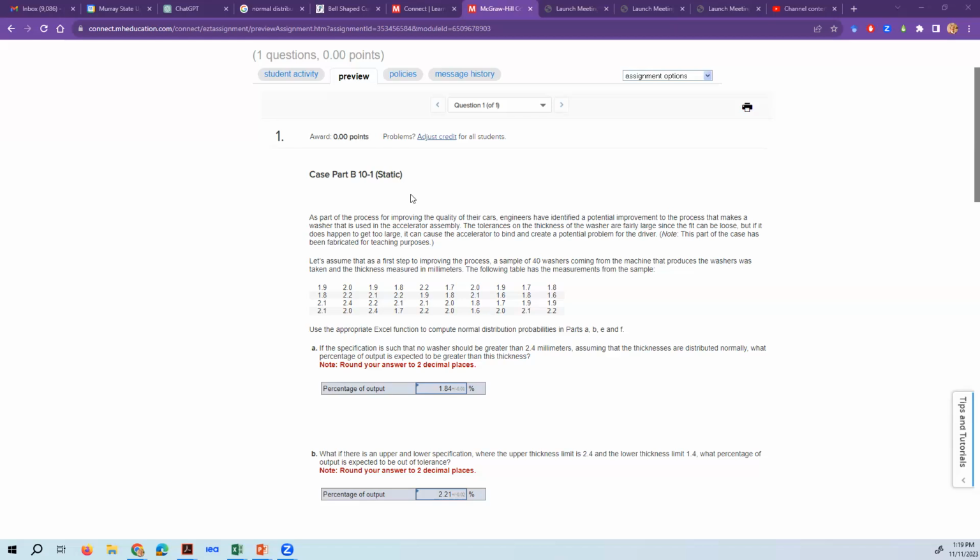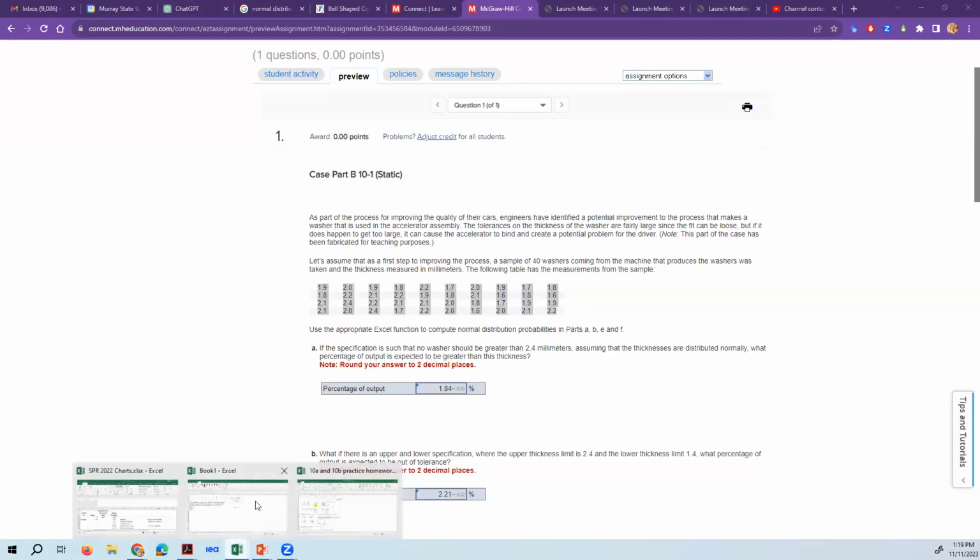If the specification is such that no washer should be greater than 2.4 millimeters, assuming that the thicknesses are distributed normally, what percentage of output is expected to be greater than this thickness? Okay, so the answer to that question is a multi-step solution. The first thing we need to do is take this data and put it into Excel.